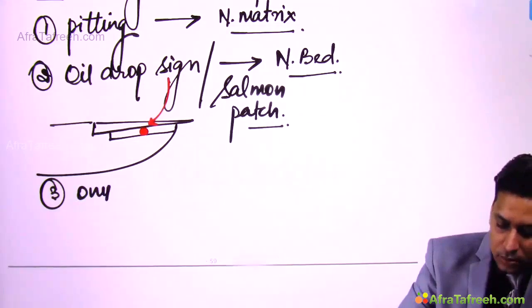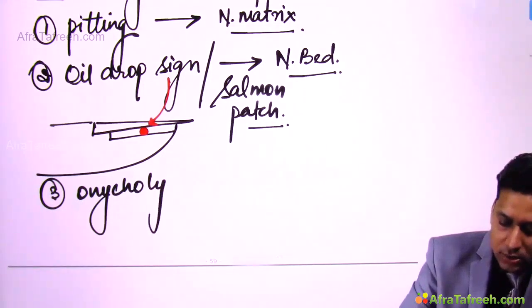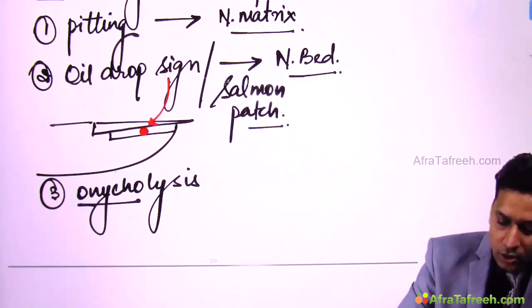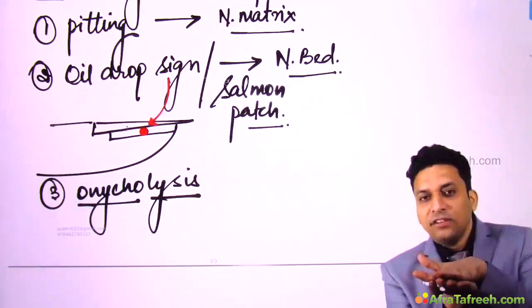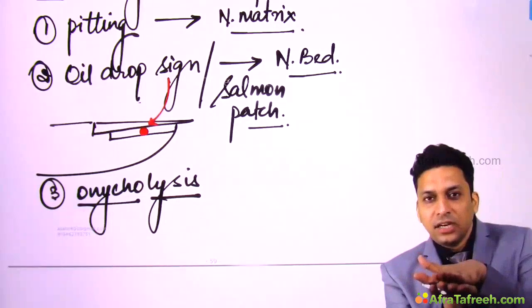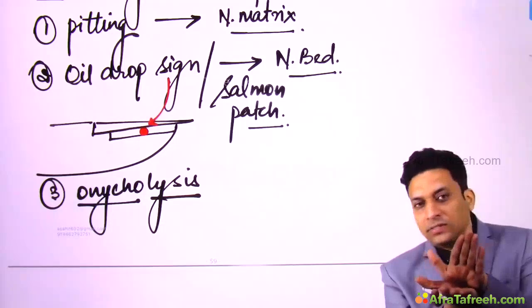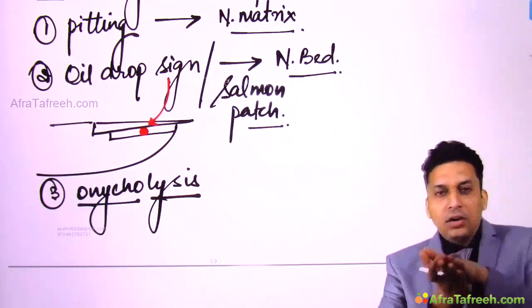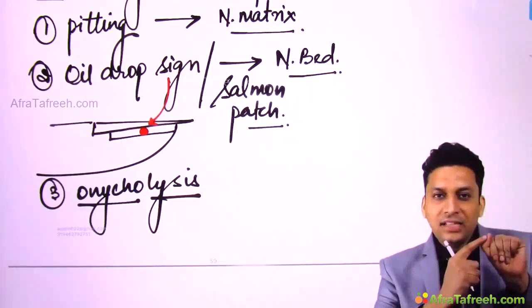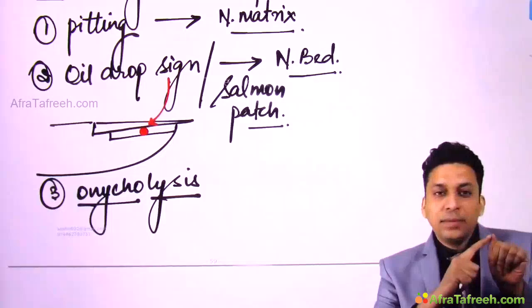Then onycholysis. Onycho means nails, lysis means separation. So onycholysis: sometimes the nail plate, which is attached to the underlying nail bed, starts separating. Or sometimes there is destruction of the nail plate, and that's why this separation might be seen. Now let us consider that our nails are intact and appear pink in color.